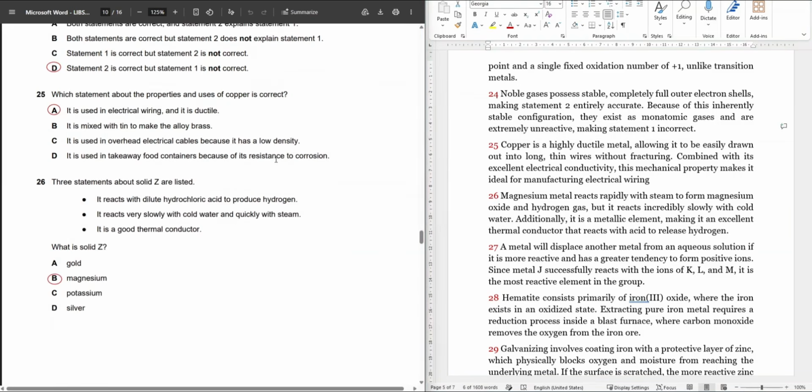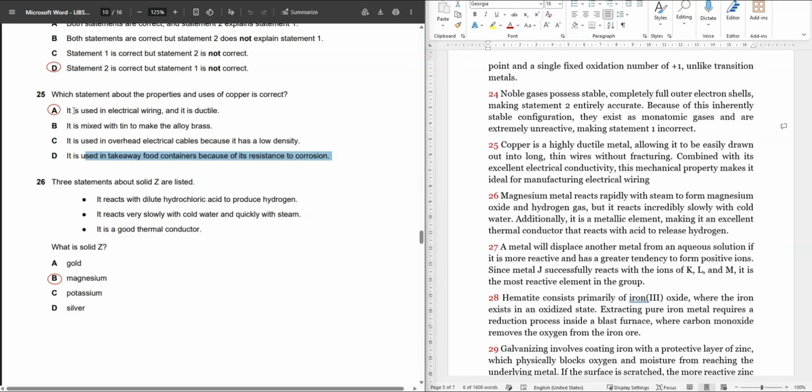Question number 25. Which statement about the properties and uses of copper is correct? Option A, it is used in electrical wiring and it is ductile. This is the correct statement. Copper is used in electrical wiring and it is ductile. Statement B, it is mixed with tin to make the alloy brass. Wrong. C, it is used in overhead electrical cables because it has low density. Again wrong. D, it is used in takeaway food containers because of its resistance to corrosion. Again, this statement is not correct.